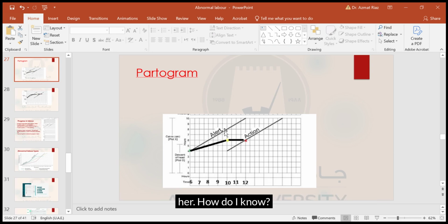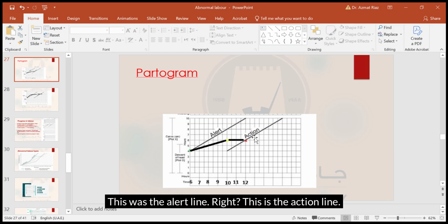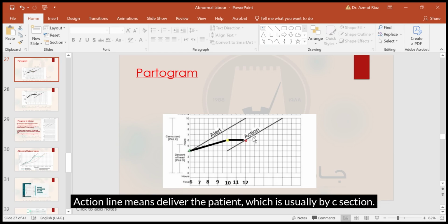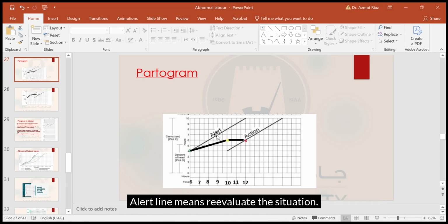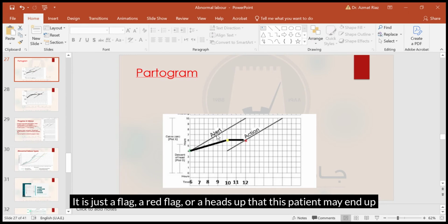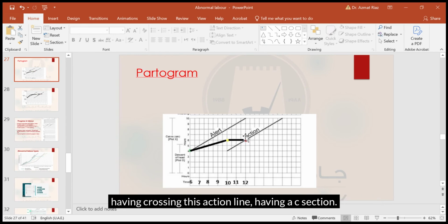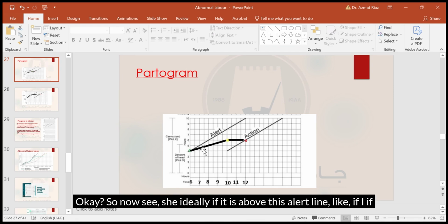How do I know? This was the alert line, and this is the action line. Action line means deliver the patient, which is usually by C-section. Alert line means re-evaluate the situation. It is just a red flag, or a heads up, that this patient may end up crossing this action line, having a C-section.